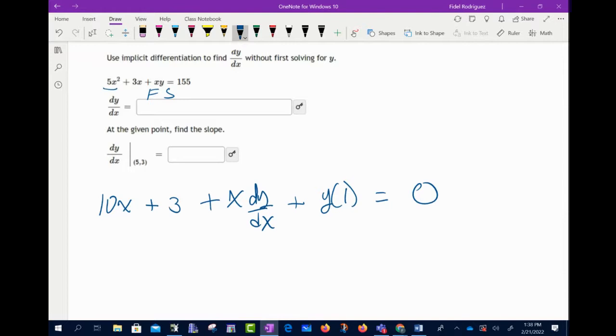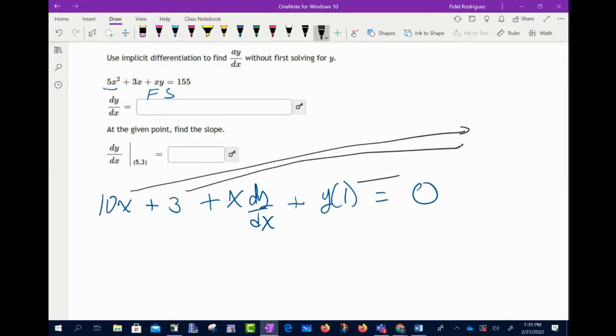All right. Now, remember what we said. Anything that does not have a dy dx is going to get moved across the equal sign. 10x is going to move. The 3 is going to move. The y is going to move. So we'll be left with an x dy dx is equal to a negative 10x, a minus 3, a minus y.